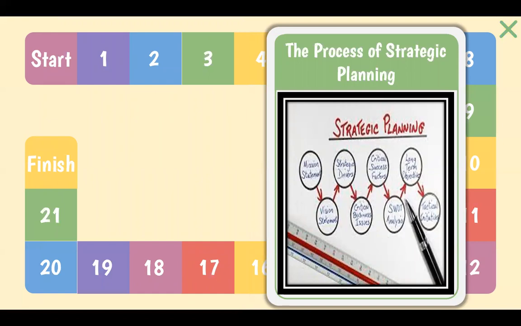The process of strategic planning. What are strategic plans? Who prepares these plans? Strategic plans are long-term plans ranging from 5 to 10 years. These are set by the top administrations. These plans are the basis for short-term or operational plans. The steps in doing strategic plans are the following.